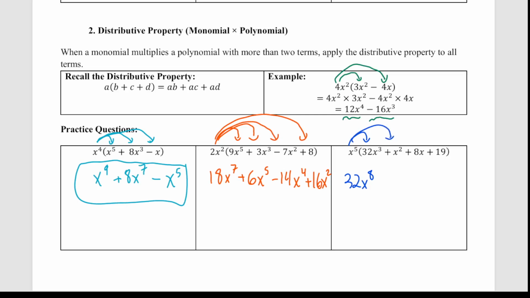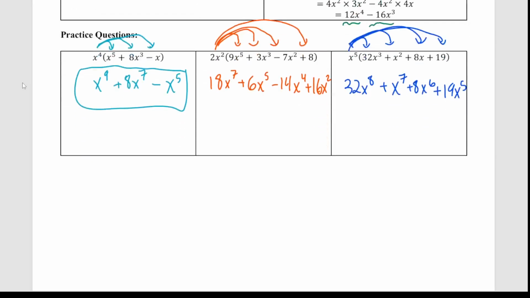Then positive x to the fifth times x to the second will leave us with positive x to the seventh. X to the fifth times 8x will leave us with positive 8x to the sixth. And then x to the fifth times 19 will give us positive 19x to the fifth.